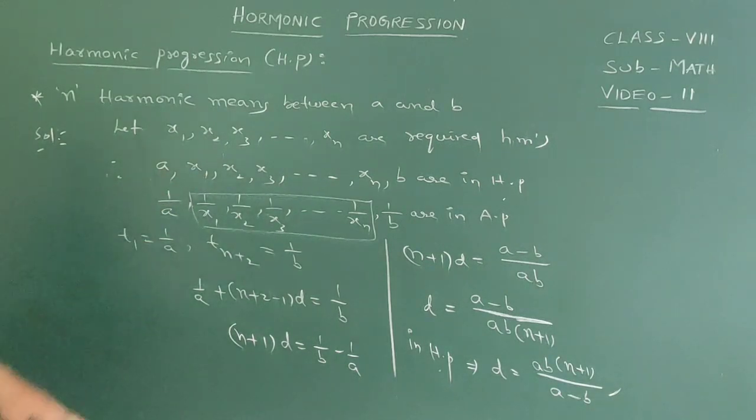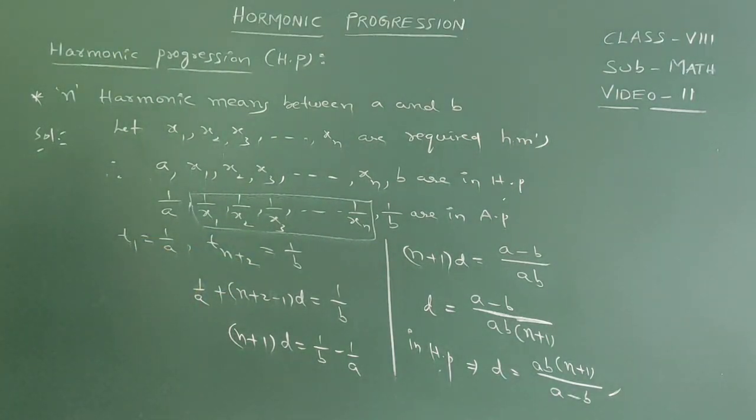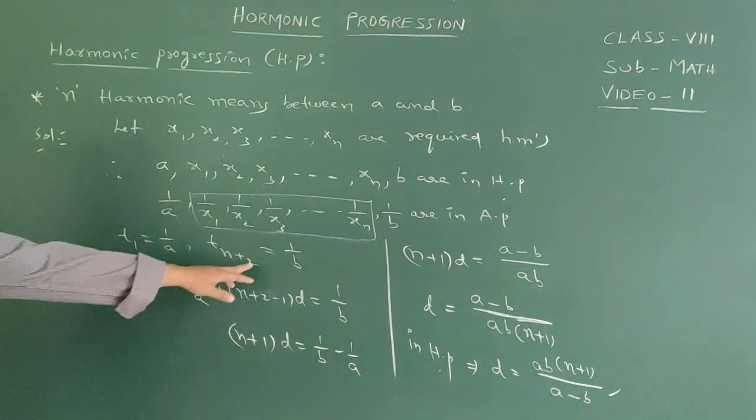Already a and b are given, so a, x1, x2, and so on xn, b are in HP. Their reciprocals are in AP. That's why 1 by a, 1 by x1, 1 by x2, and so on 1 by xn, 1 by b are in AP. First term is 1 by a, last term is 1 by b. We have to insert n terms between the two given terms, so the total terms are n plus 2. That's why the last term is Tn plus 2, and the (n plus 2)th term is 1 by b.